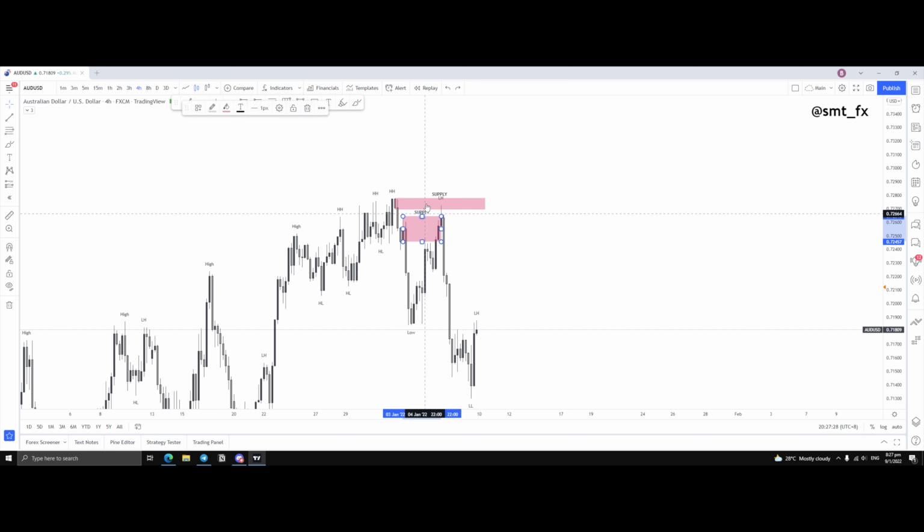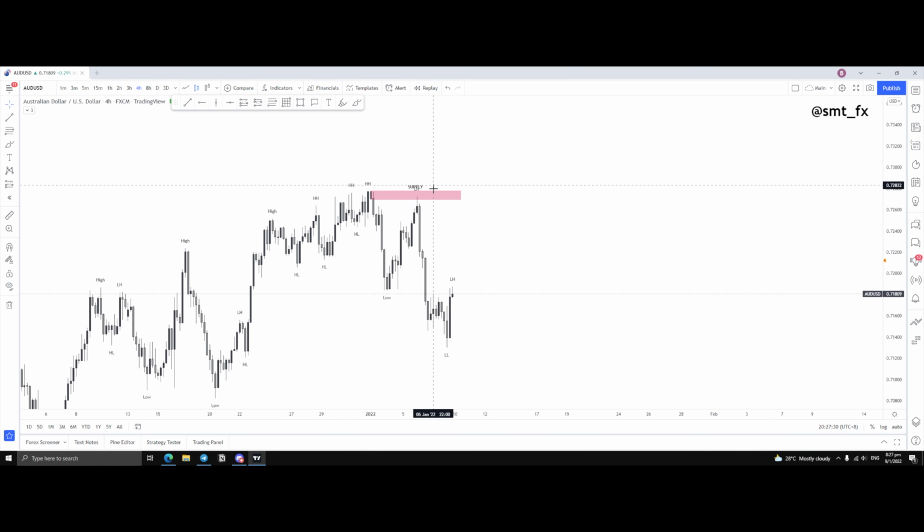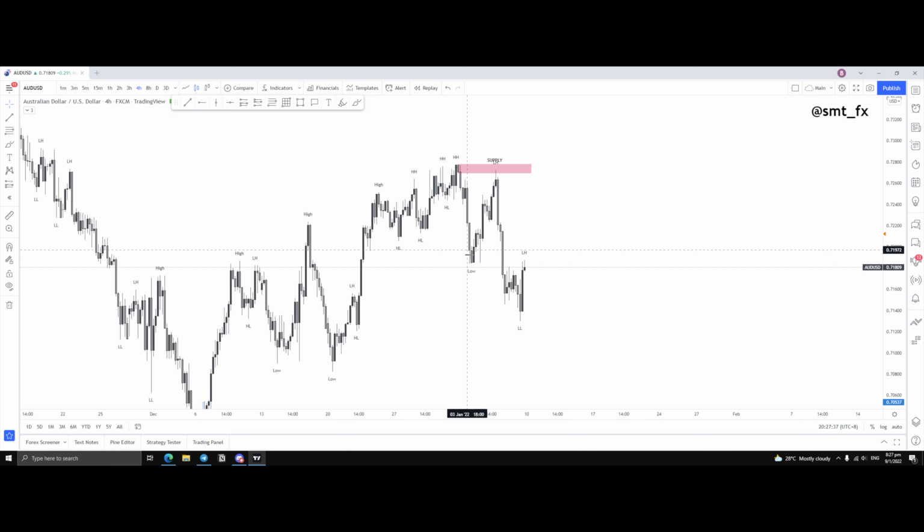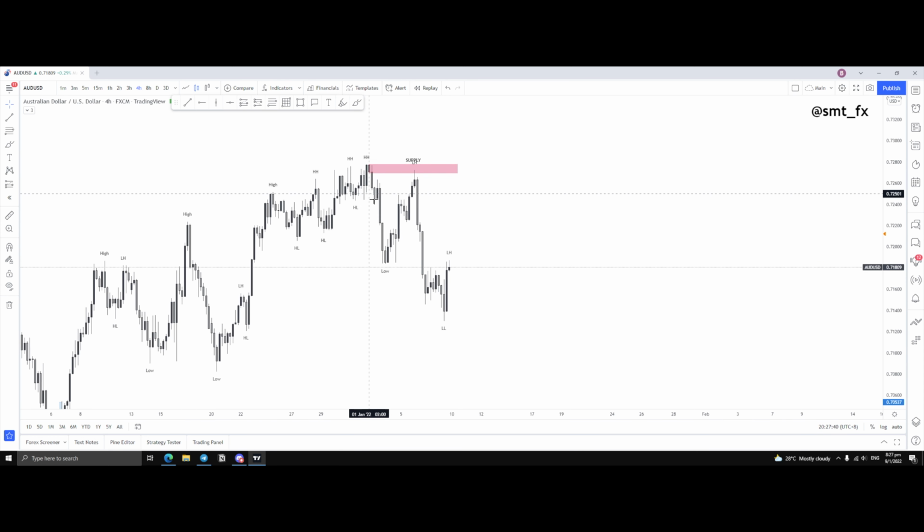So what we saw was a mitigation of this point here. So we got a very clear mitigation here. This is a properly defined supply zone. A lot of people might be looking for continuations for buys over here. So there might have been some people looking at buys here because it sort of matches the price action, right? So you just get mitigations over mitigations over mitigations. So if you were looking for buys there was absolutely nothing wrong.